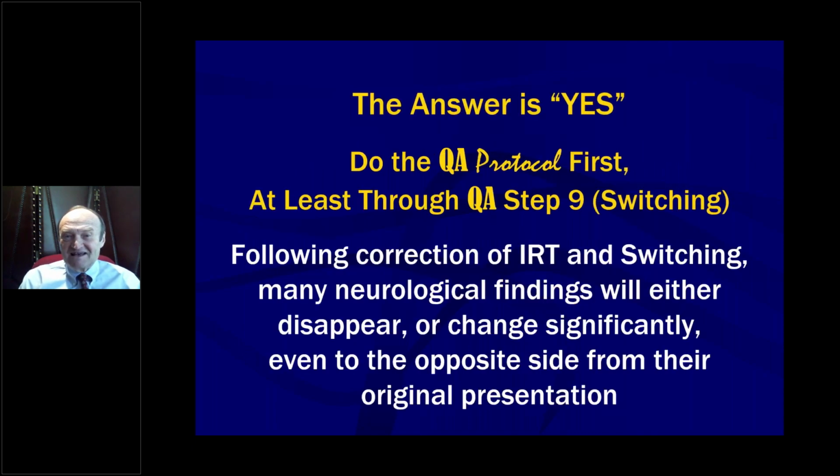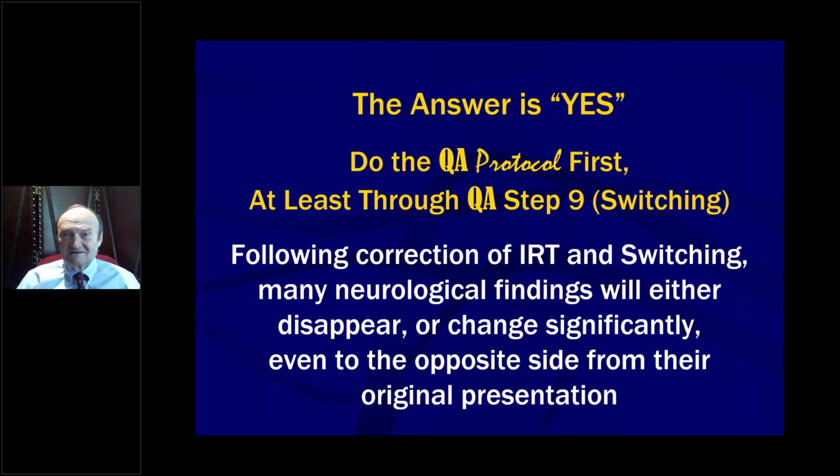The answer is yes, do the protocol first, at least through step 9, at least through steps 4, 5, 6, and 9, where you get to switching. Because following the correction of IRT and switching, many neurological findings will either disappear or change significantly, even to the opposite side from the original presentation. I've seen patients who had pupillary reflexes, which is one of the big tools we use in chiropractic neurology, being asymmetrical, and the side of asymmetry shifting after fixing injuries.